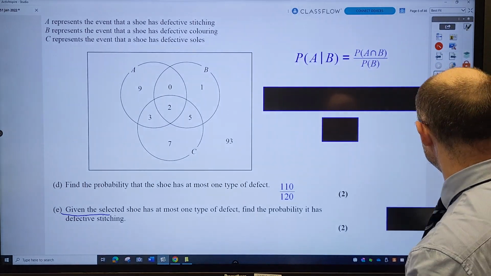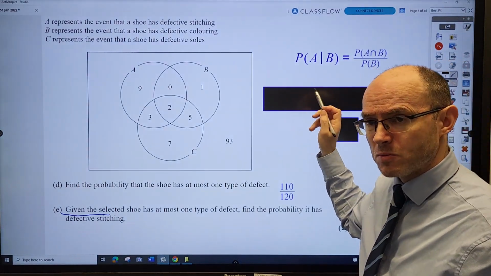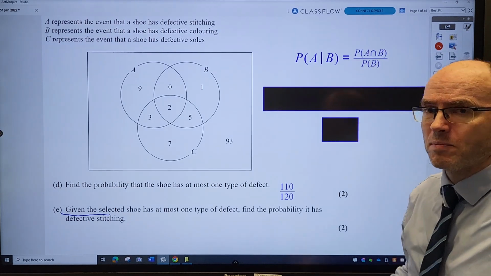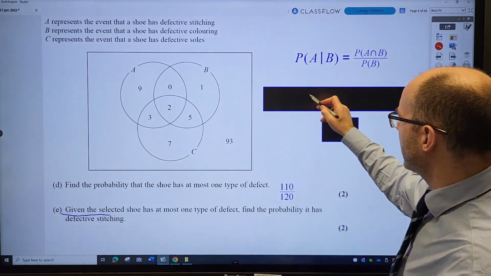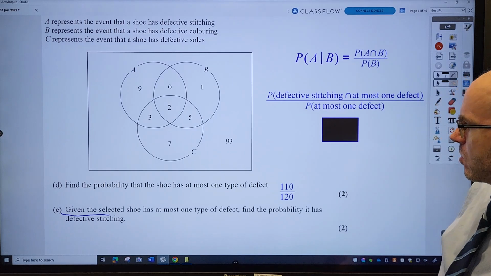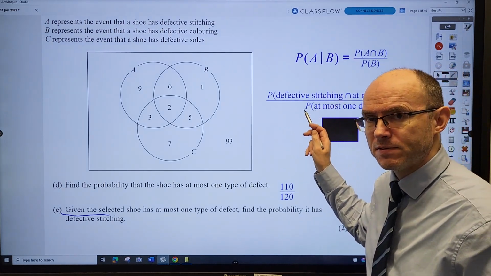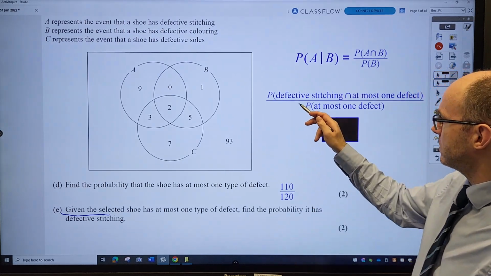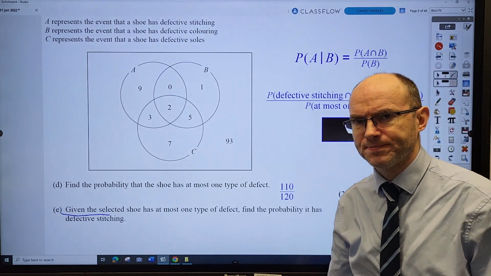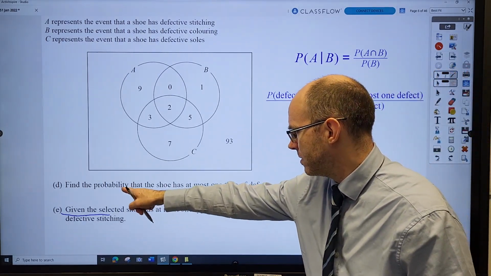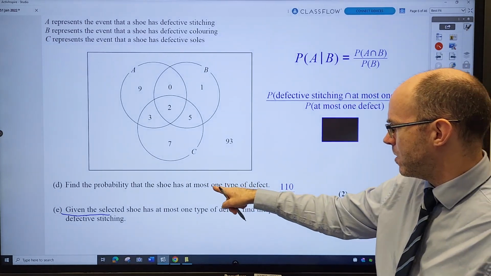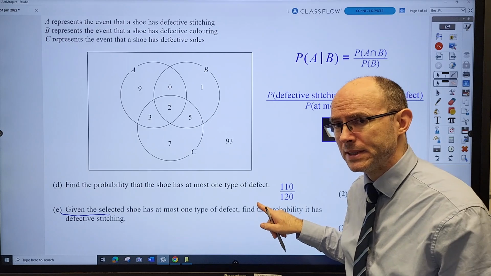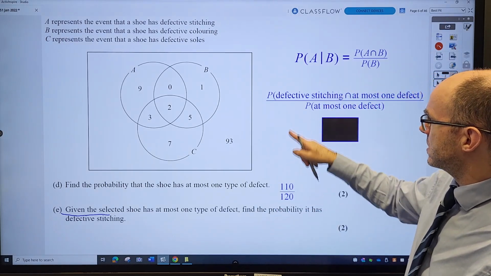And the conditional probability formula is that. So probability of A given B is probability of A and B over probability of B. In terms of wording, what actually is this? So we're looking at the probability of having defective stitching and at most 1 defect, given that it's got at most 1 defect. Okay. You'll notice that here we've got the probability of at most one defect. So we've actually got the denominator done. It's 110 out of 120. Okay, so that's that one. We just need to work out the top.